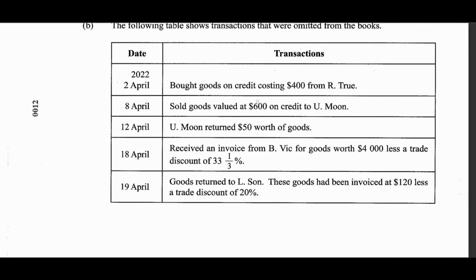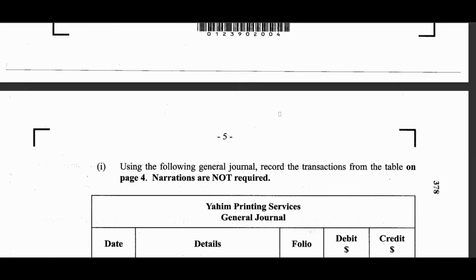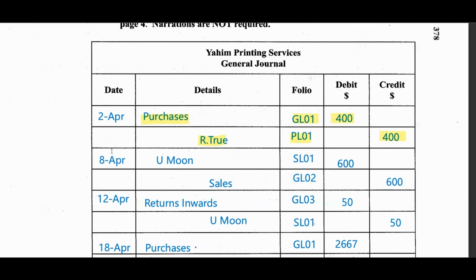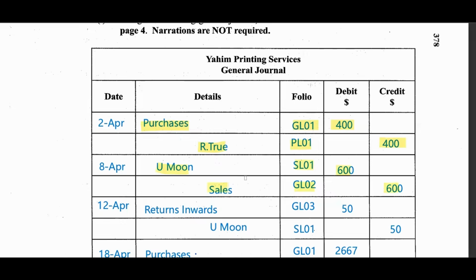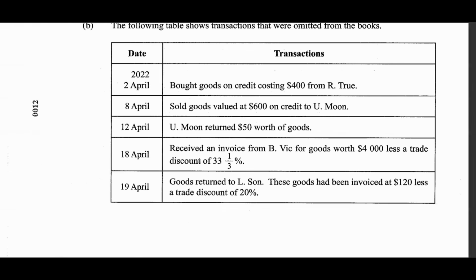Second transaction, April 8th. Sold goods valued $600 on credit to UMoon. Two accounts here will be sales and UMoon. Let's have a look to see what our response should be. 8th April, we will debit UMoon, credit sales. UMoon is a customer of ours, so it will be SL01. Sales will be recorded in your general ledger, GL02. 600 is the amount.